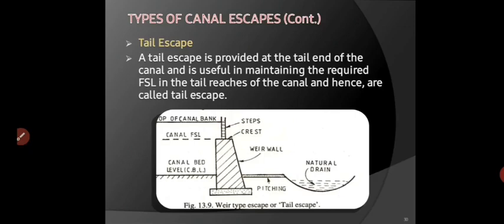Tail escape. A tail escape is provided at the tail end of the canal, so at the end of the canal, and is useful in maintaining the required FSL, full supply level, in the tail reaches of the canal and hence is called tail escape. So especially it is constructed to maintain the FSL at the end of the canal system. So again that water level is raised by a weir wall of required height, and then the water is released by gates.